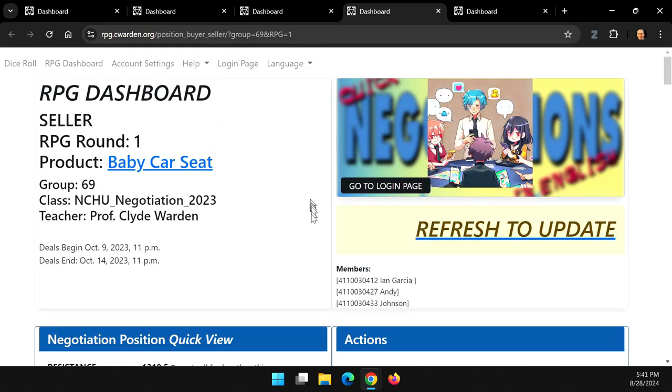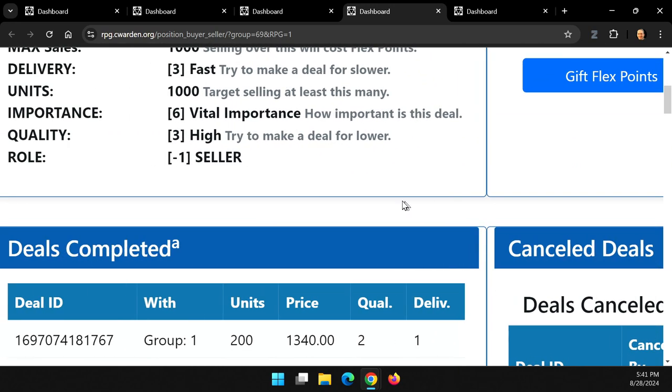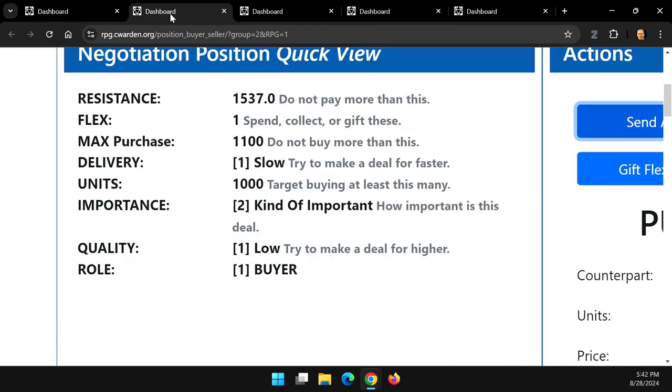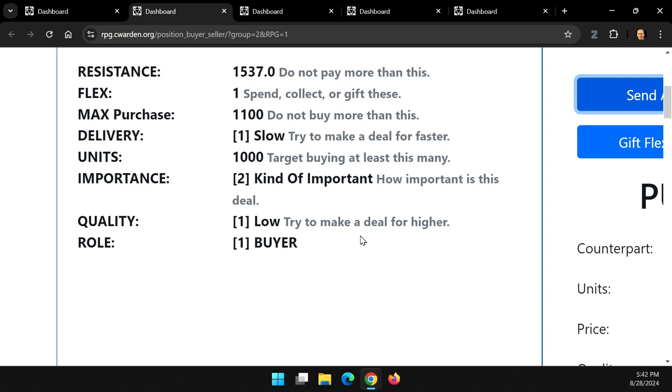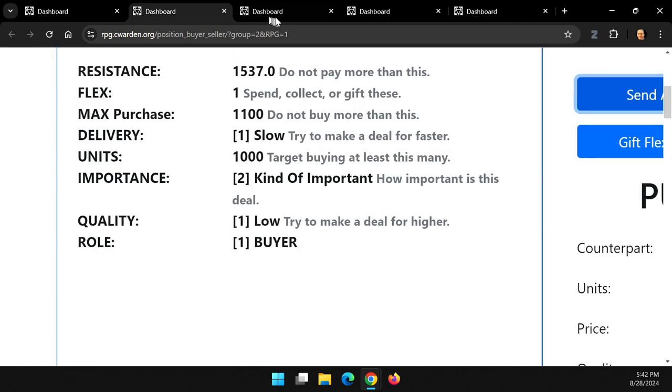Okay, so just very quickly to review, this special case is only true for the seller, not the buyer. Not the buyer. The buyer cannot do this. Only the seller can do this. The buyer cannot ever go over your maximum purchase. Cannot. The seller can go over, but they have to spend points on it.